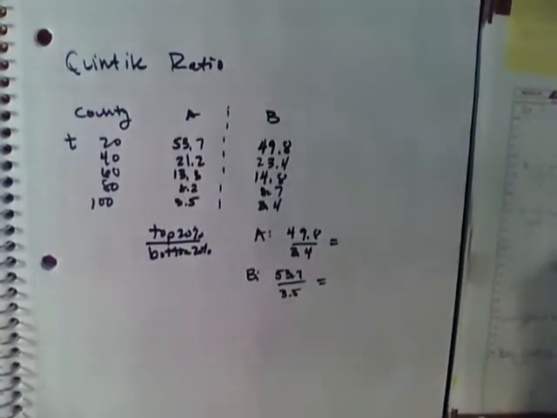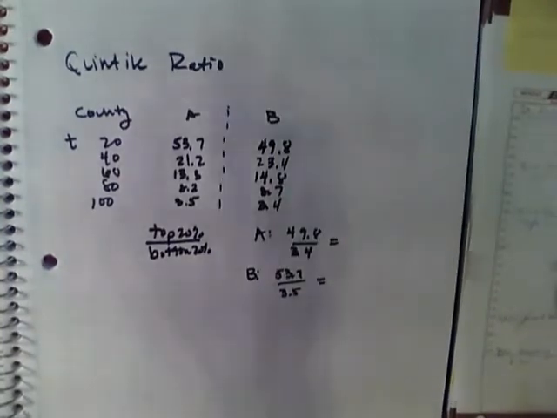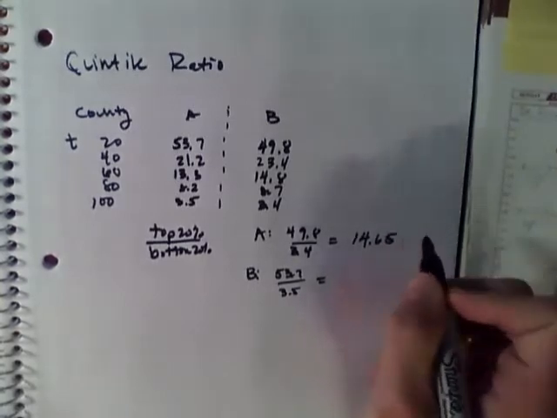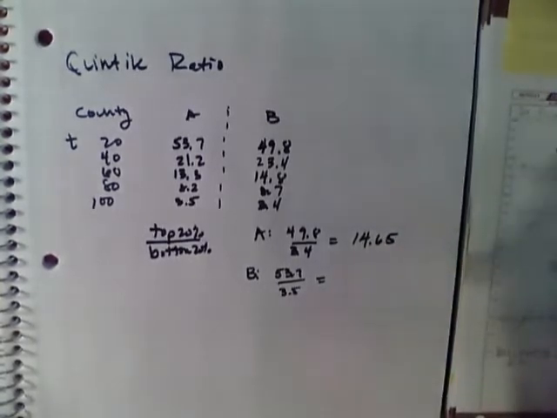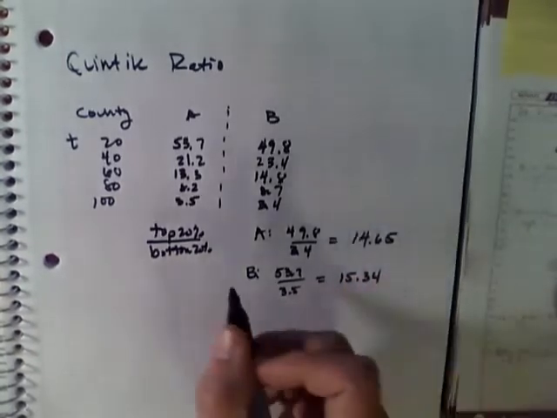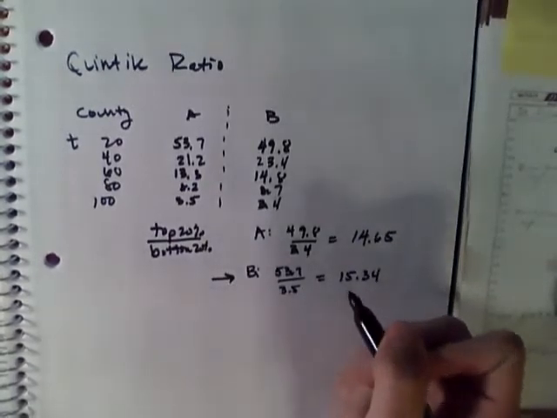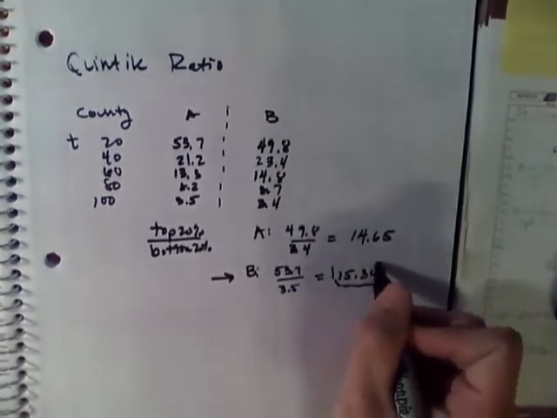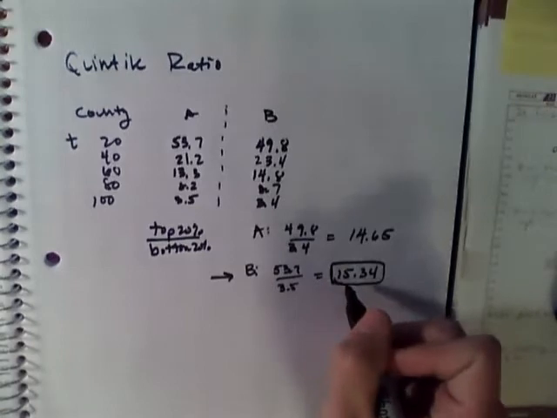I haven't done this, which I probably should have, so one sec. 49.8 divided by 3.4 is 14.65, about. 53.7 divided by 3.5 equals 15.34. So you can see that country B has a bigger discrepancy with the way that they spend their money, because they have a bigger quintile ratio. So that gap is bigger, right?